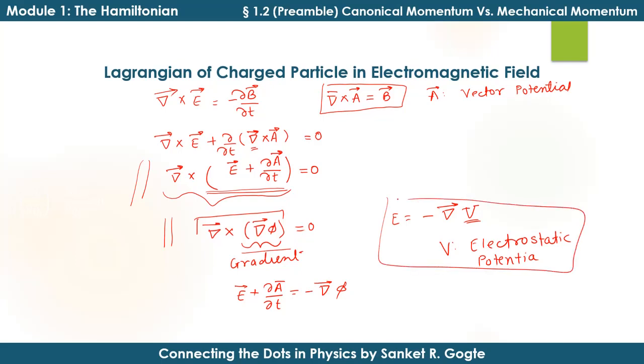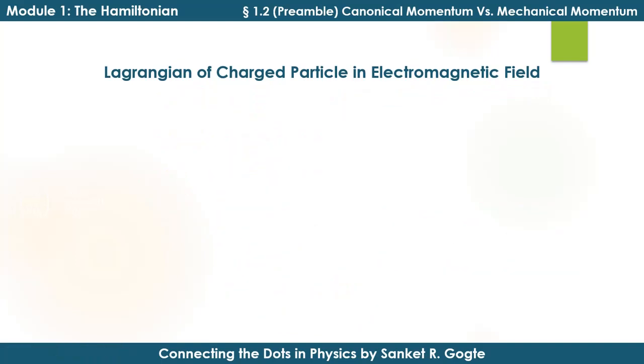Now we'll use this equation further to derive the Lagrangian for the particle in electromagnetic field. Next step now is to write down the force acting on a charged particle in electromagnetic field, which is Q into E plus V cross B. B is the magnetic field, E is the electric field.